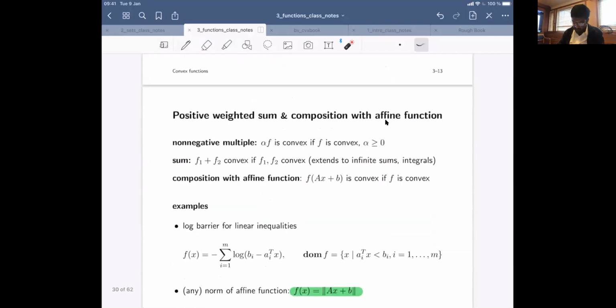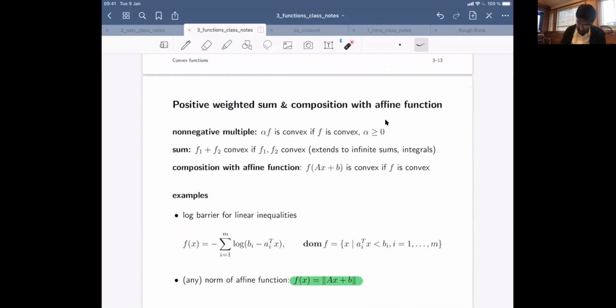So let's see what they are. The first one is a simple one: positive weighted sum and composition with affine function. First is non-negative multiple. You have a function f, you are just multiplying with a non-negative quantity. So you have f of x. Now if f is convex, then 2f is convex, or 5f is convex. Of course the multiplier has to be positive. If it's negative, that will flip the function, and then that will be a concave function.